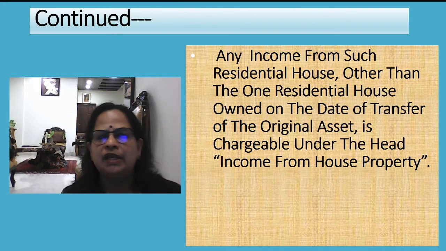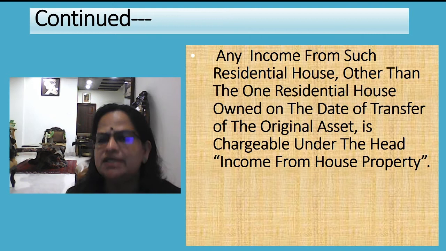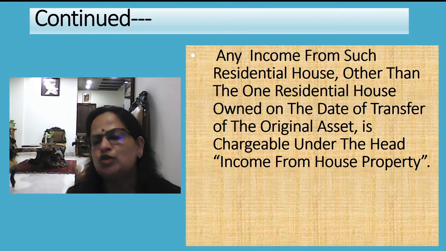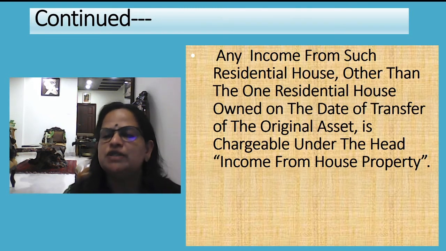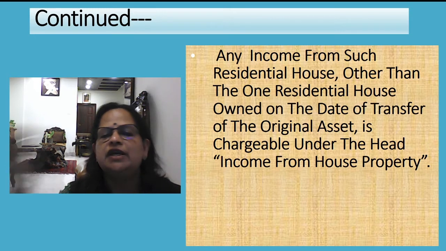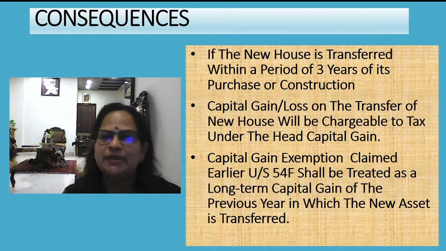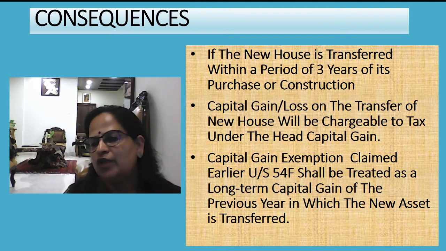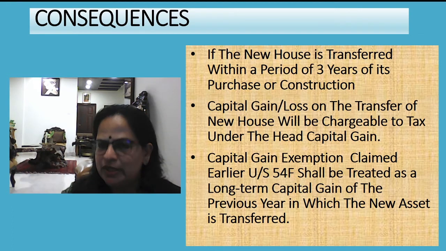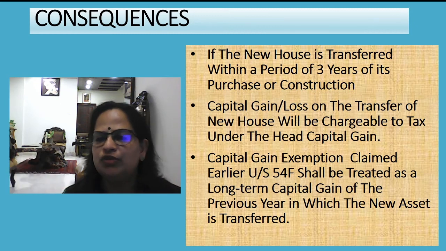Now, any income from such residential house, other than the one residential house owned on the date of transfer of the original asset, is charged under the head income from house property. This is like a punishment: whatever extra income you get will be taxed under income from house property. Now, the consequences. First, if the new house is transferred within a period of 3 years of its purchase or construction, note that you are claiming for a long-term capital asset, so the new asset purchased also you have to keep for 3 years.